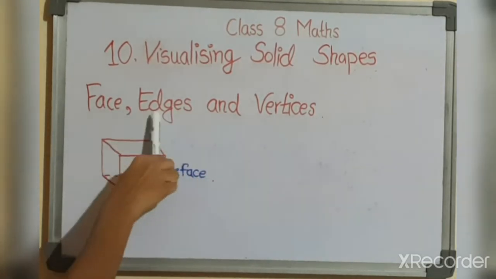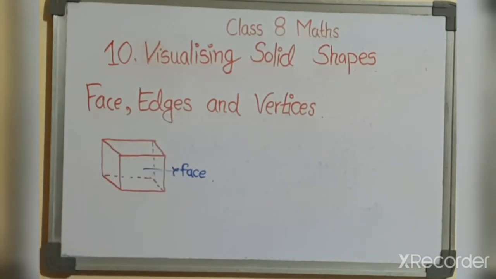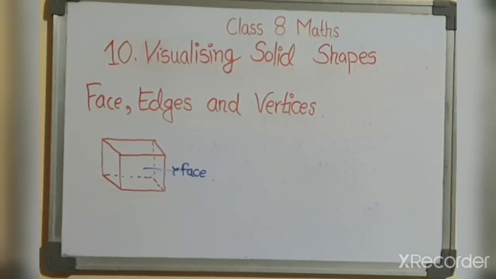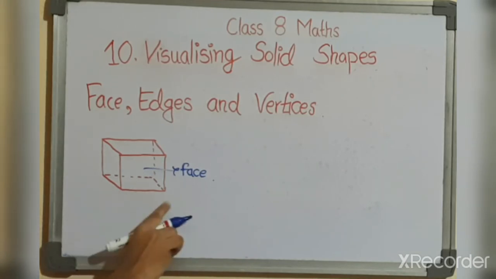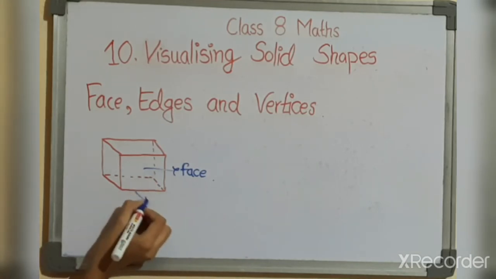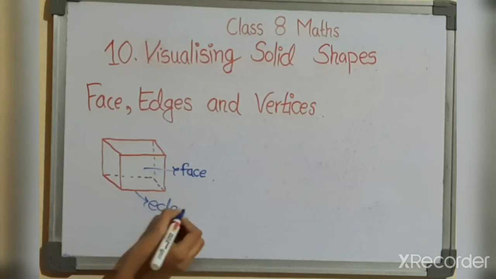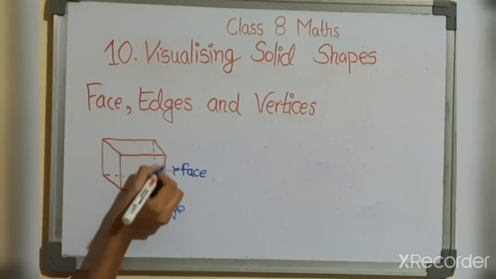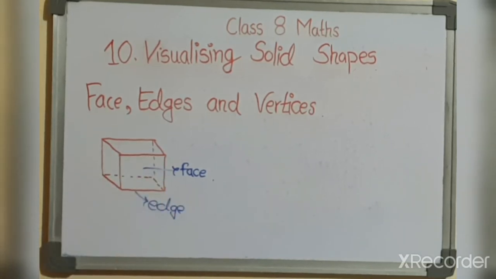Now what is edges? So the two faces of a solid meet in a line and this is what we call it as edge. So here we see that the two faces of a solid meet in this line and this line we call it as edge. This is an edge, this is edge, this is edge. There are many edges.